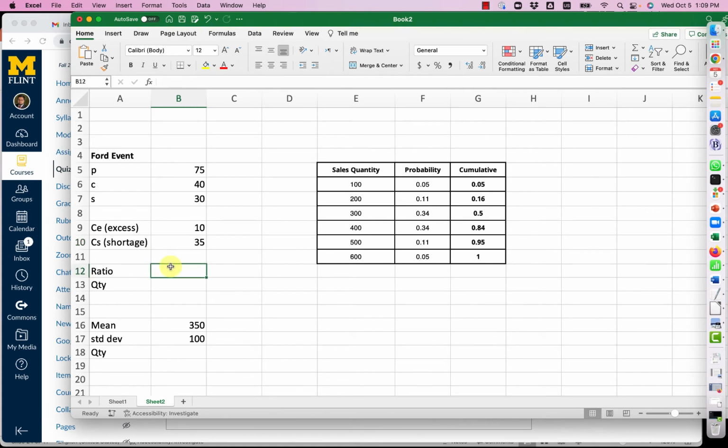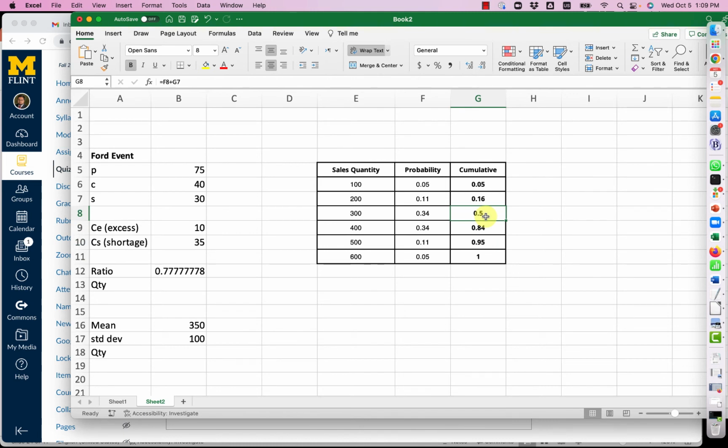So our critical ratio is CS, cost of shortage, divided by CS plus CE. So we do that, and our critical ratio is 0.777 or 0.778. And so we have to find the cumulative probability, which is 0.778, and read off the quantity here. Now there's no 0.778 here, so we go to the closest next highest probability.